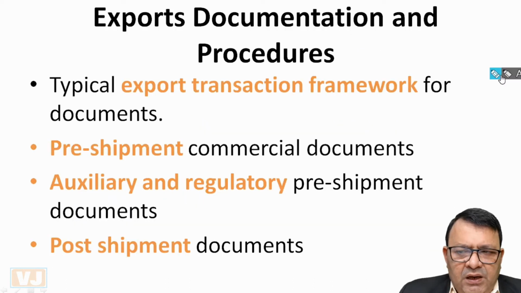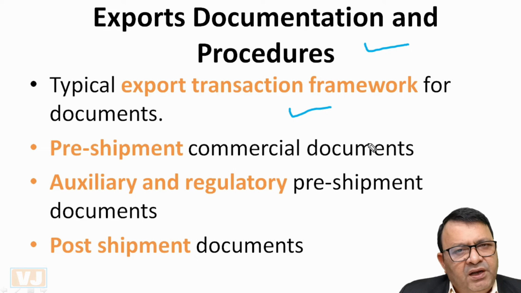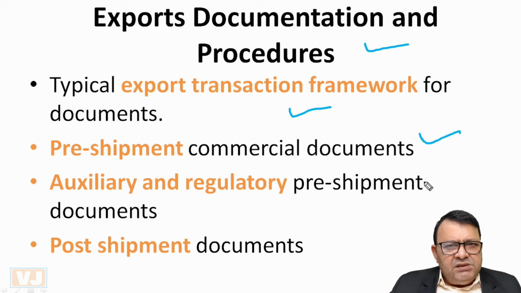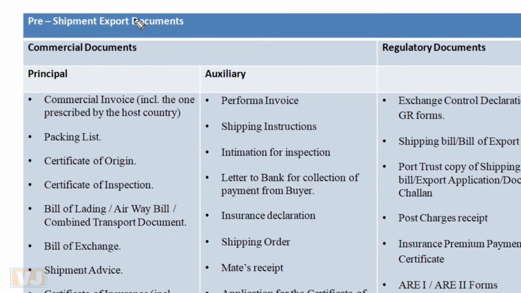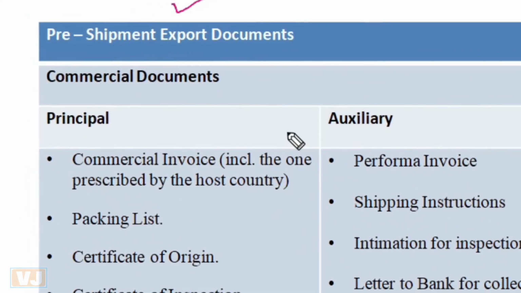Then friends, a full section has been devoted to exports documentation and procedures in this course. So the typical export transaction framework is again discussed from the documents point of view, and the documents in the category of pre-shipment, auxiliary documents, regulatory documents, post-shipment documents, and in the pre-shipment, what are the principal documents. So all these international documents you will learn in this section of this course.